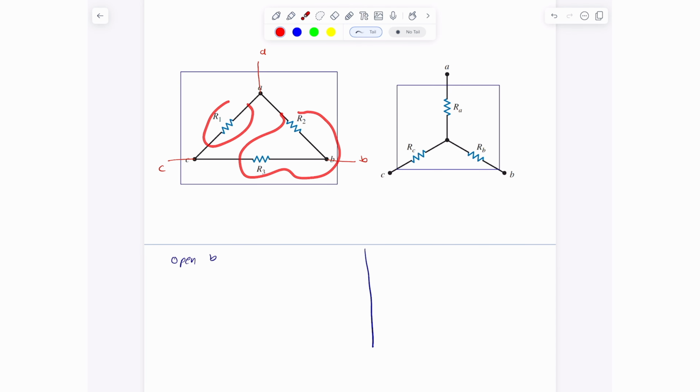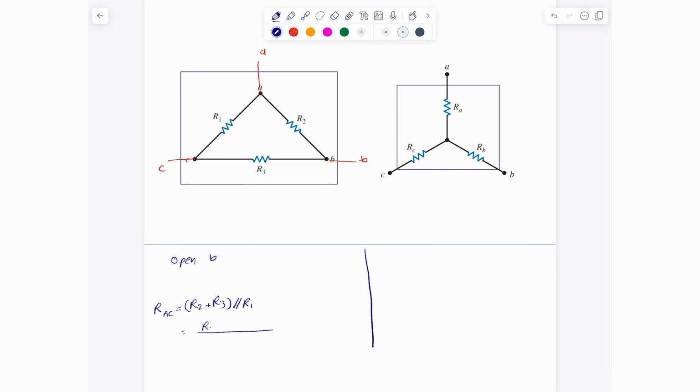So let me just do this here. We can say the RAC for the delta formation is simply R2 in series with R3. So we add them, and the combination will be in parallel with R1. And we can say that this is simply R1 times R2 plus R1 times R3 divided by R1 plus R2 plus R3.